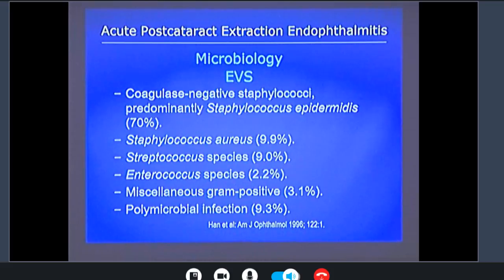Polymicrobial infection is much more in traumatic endophthalmitis compared to post-cataract endophthalmitis. Meaning that in post-traumatic endophthalmitis, the microbiology is more towards the virulent bacteria compared to post-cataract endophthalmitis. And that's why the outcome of post-cataract endophthalmitis is much better than post-traumatic endophthalmitis. That's why we have to look carefully for prophylaxis in post-traumatic endophthalmitis.